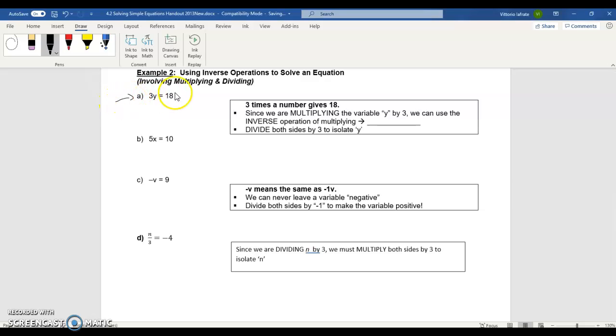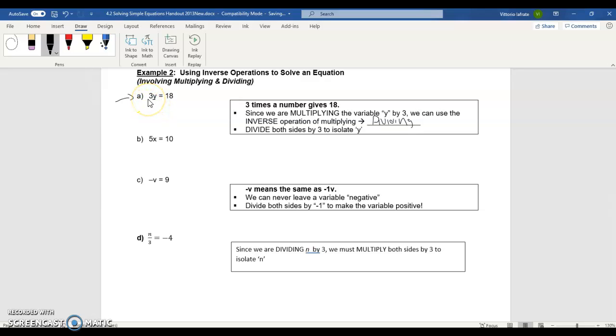We have 3y is equal to 18. Our y is being multiplied by 3. That's what that means. When you put a coefficient or a number in the front, it means multiplication. So the inverse or the opposite of multiplying, in other words, unmultiplying, is dividing. So if I want to undivide or unmultiply, do the opposite of multiplying, I just divide.